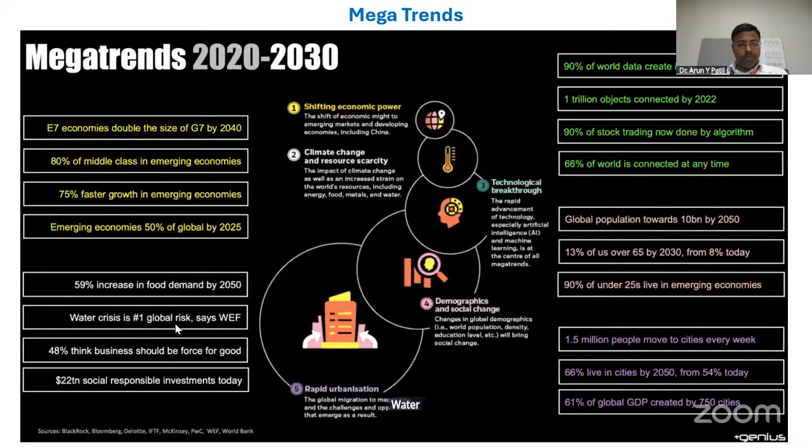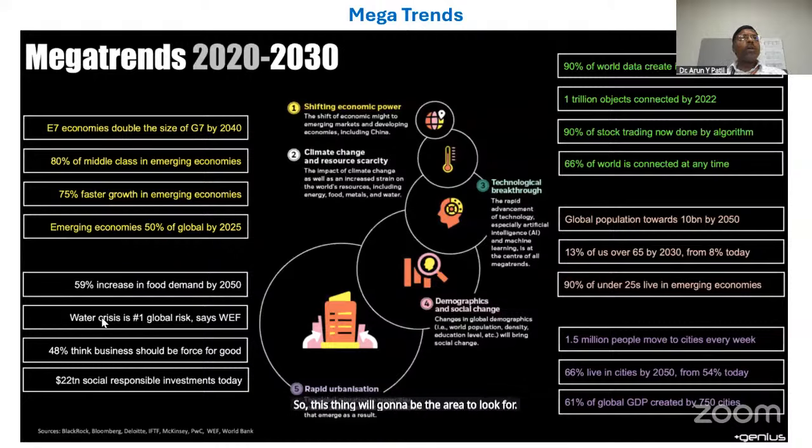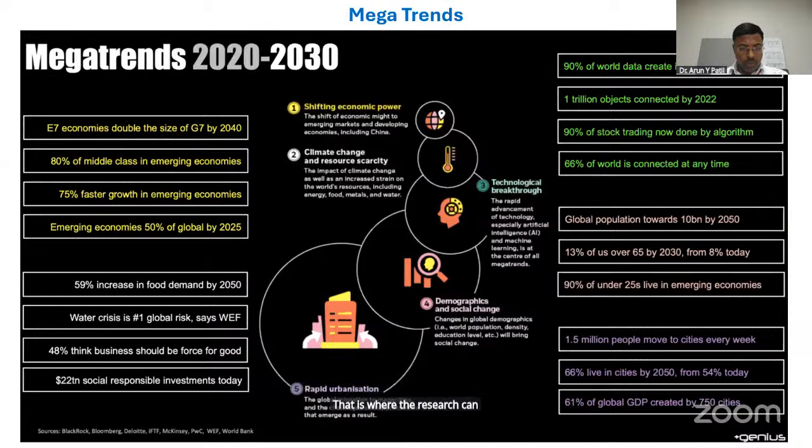Water crisis is number one in the global risk as per WEF, World Economic Forum. Currently we are getting a sufficient amount of water through rain, but the days are not far away, especially for metropolitan cities. Last year itself we had a water crisis in Bangalore. So this will be an area to look at, wherein the used water can be recycled and reused. That is where the research can be thought of.